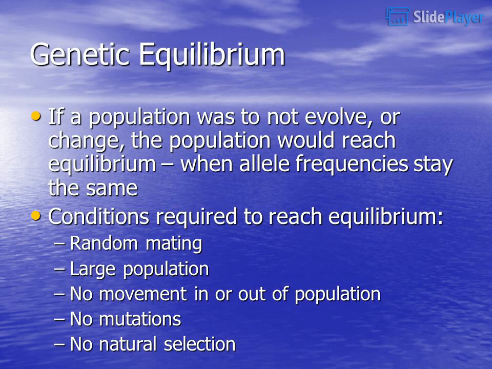Genetic equilibrium. If a population was to not evolve, or change, the population would reach equilibrium, when allele frequencies stay the same. Conditions required to reach equilibrium: random mating, large population, no movement in or out of the population, no mutations, no natural selection.